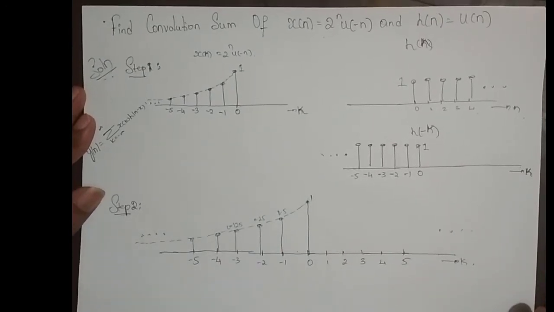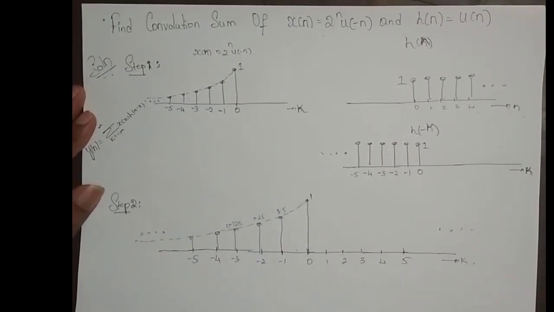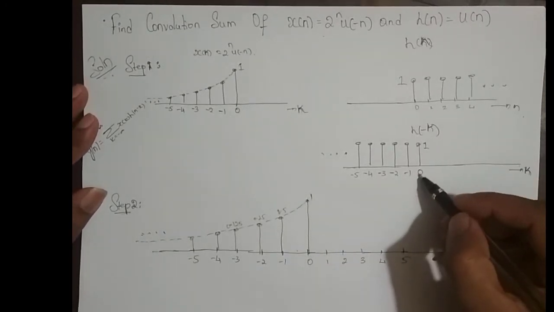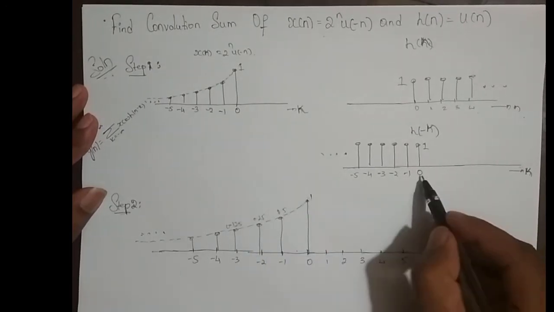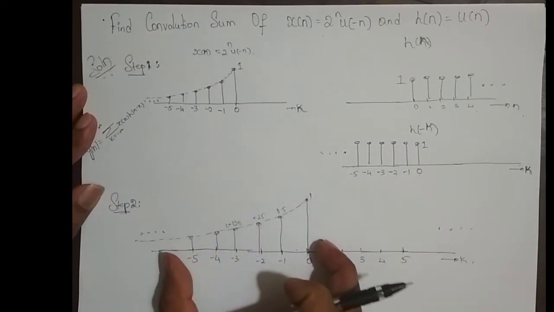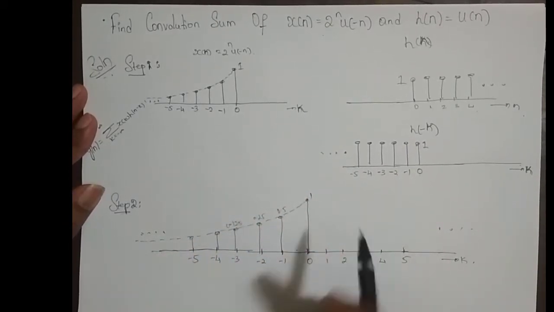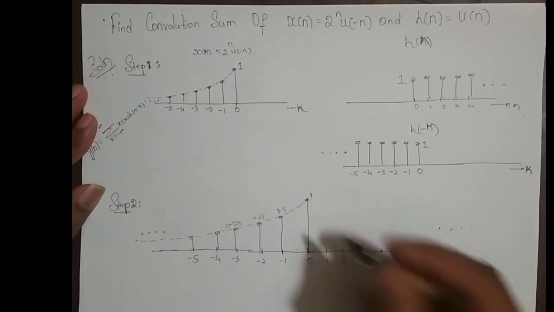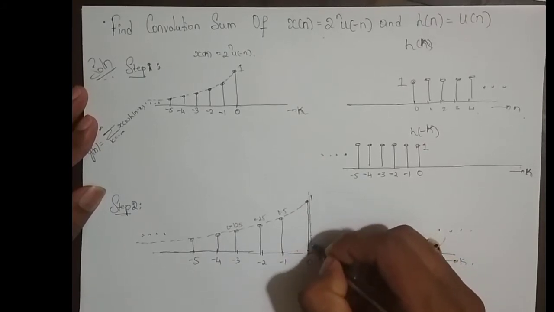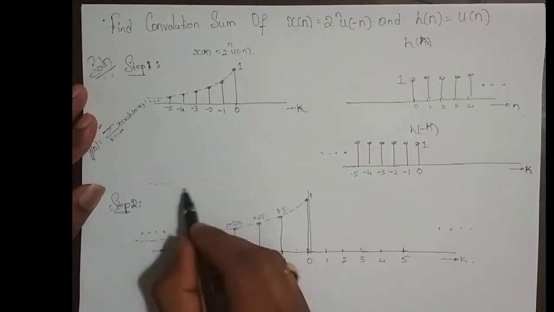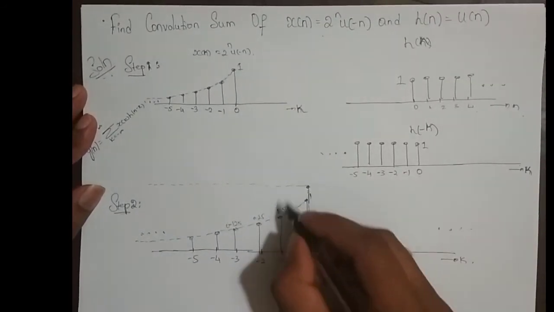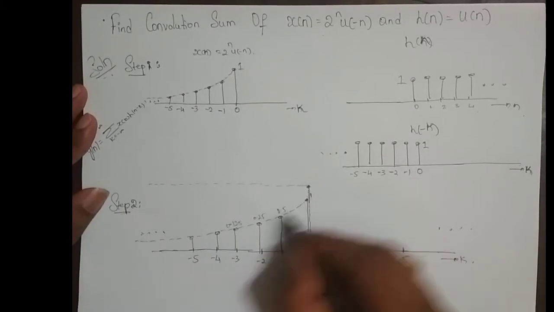Whereas what about h of minus k? So h of minus k is also from minus infinity up to 0. Now if I bring this signal and keep it in the same position, I hope you can imagine how it looks like, right? So I'll put it just here. I'm writing the samples just above the x of k samples so that you can distinguish which is x of k and which is h of minus k.